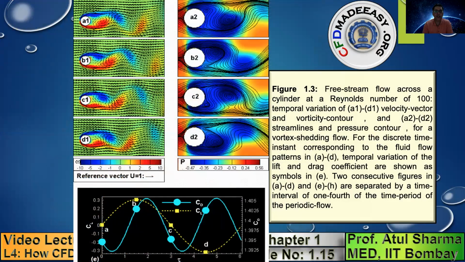This slide shows you the instantaneous picture corresponding to 4 different time instants, at which the lift coefficient and drag coefficient are shown here by A, B, C, D. This is the one corresponding to A. This is the vorticity contour and the velocity vector, and this is the pressure contour and the streamline. B corresponds to the maximum lift force. D corresponds to the minimum lift force.